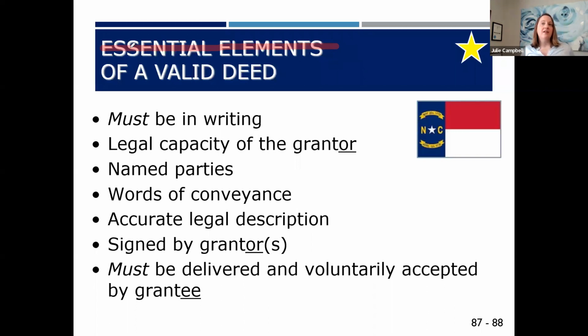The giver, also known as the seller. So we have to have legal capacity of the grantor. A question came in, I apologize, I just pulled my chat back up for some reason.